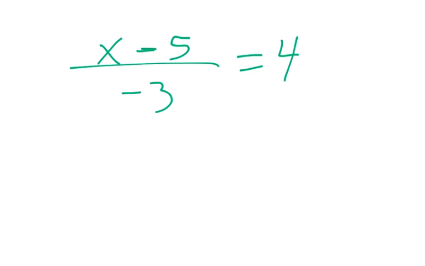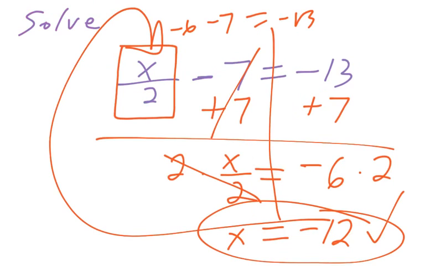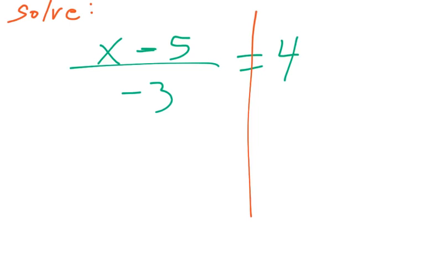For our next example, we have x minus 5 divided by negative 3, and that equals 4. So I'll draw a line through the equal sign. Now, if you look at this problem compared to the last problem, in the last problem, only the x was being divided by 2. In this problem, it's x minus 5 being divided by negative 3.